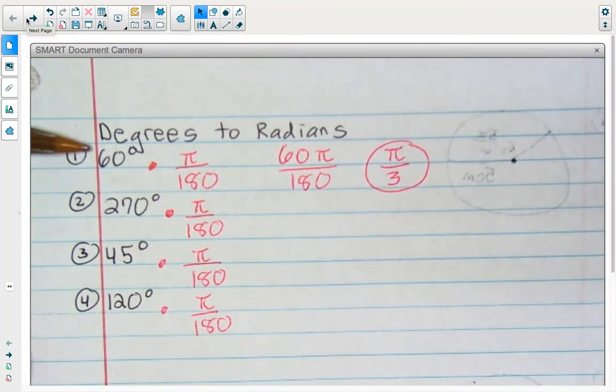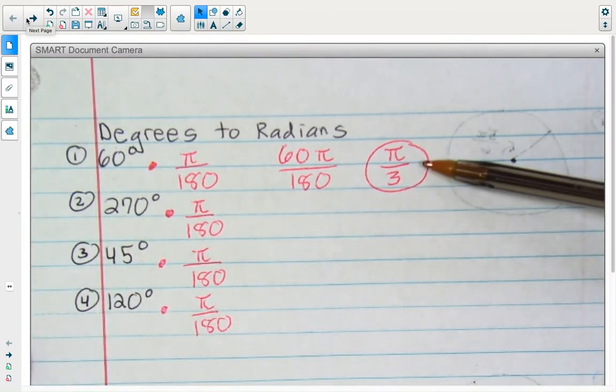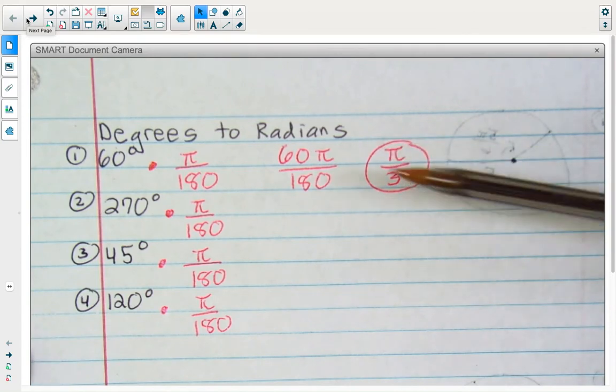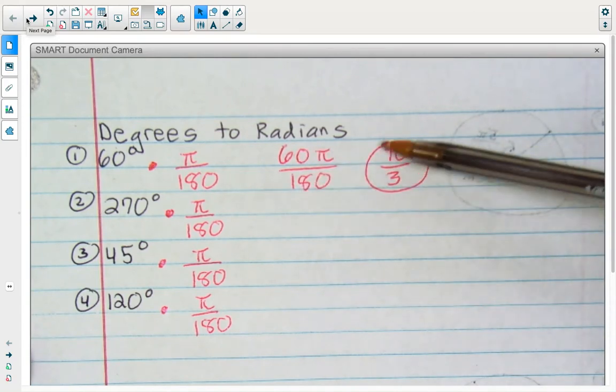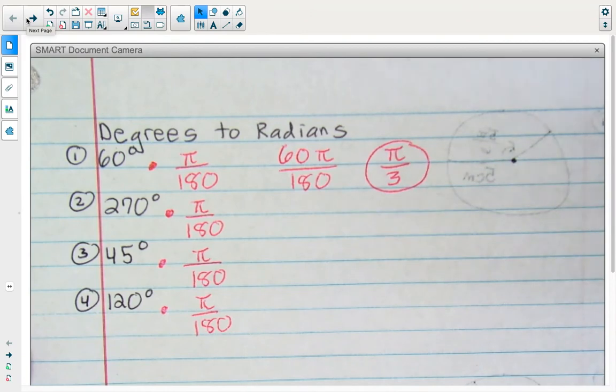So we started out in degrees, which we're comfortable with, and now we have a new way to measure the same angle, and it's in radians, and that is pi thirds. Again, this was 1/3. No need to put this 1 in the numerator. It's understood to be there.